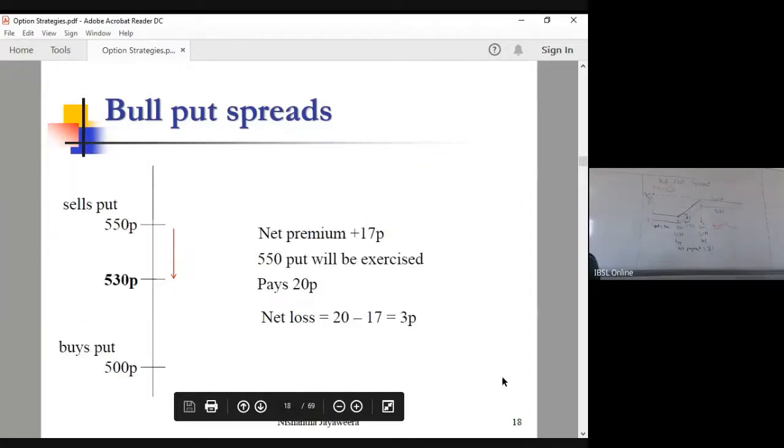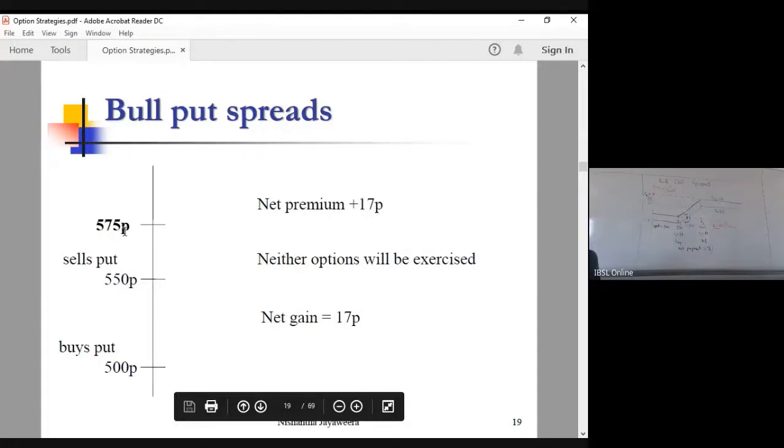In the second instance, when the price is between the two strikes, 530, you don't exercise your right, you won't get anything, but you have to pay 20. So you pay 20 pence. Net loss is 3 pence because you receive only 70.